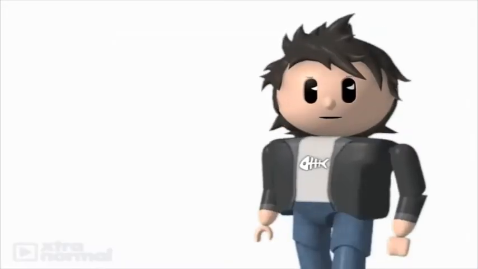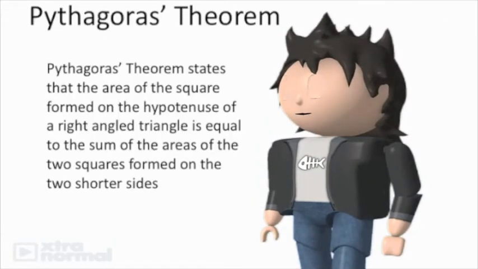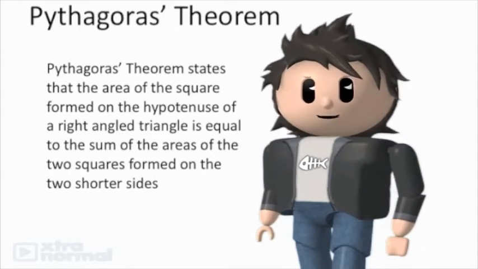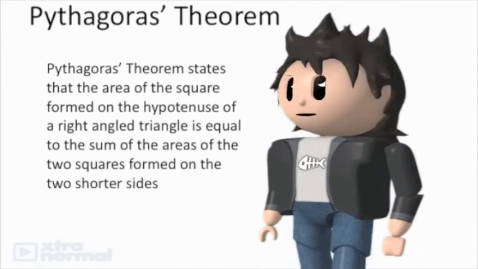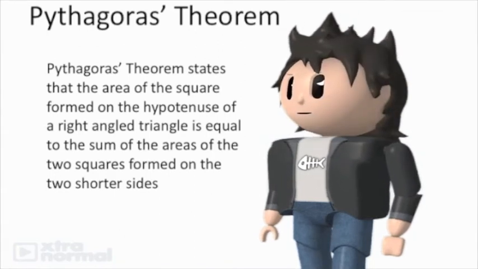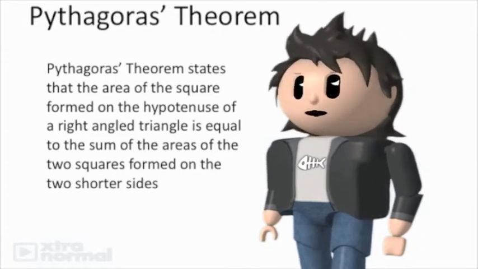Today I'm going to help you understand Pythagoras' theorem. This is a rule that can help us solve problems involving right-angled triangles. Pythagoras' theorem states that the area of the square formed on the hypotenuse of a right-angled triangle is equal to the sum of the areas of the two squares formed on the two shorter sides.